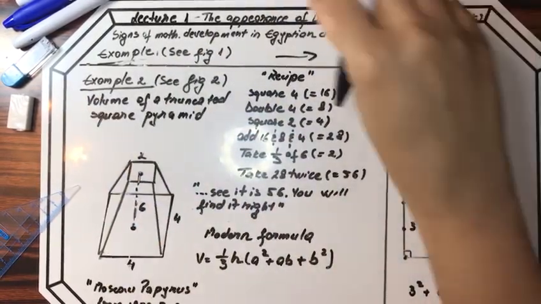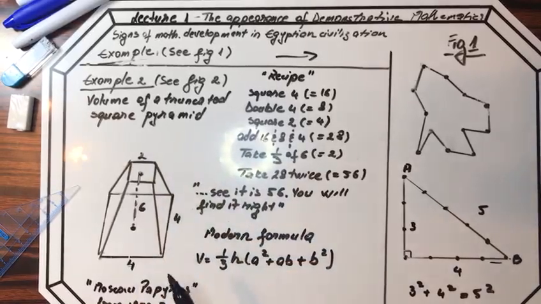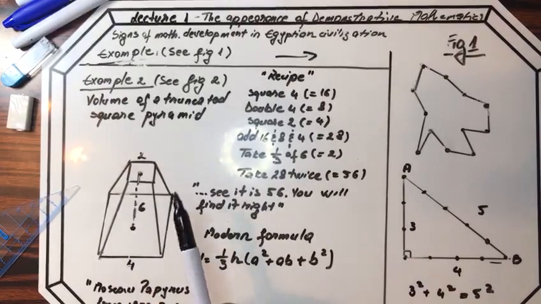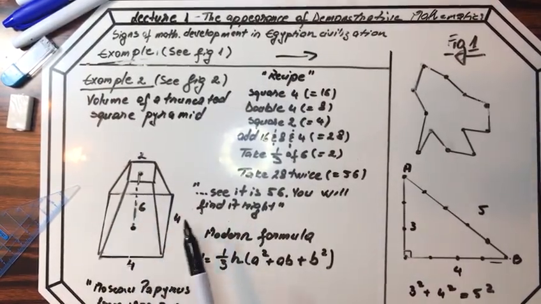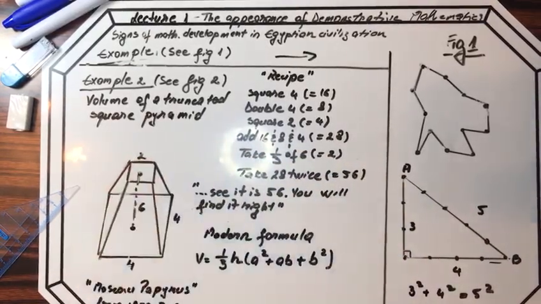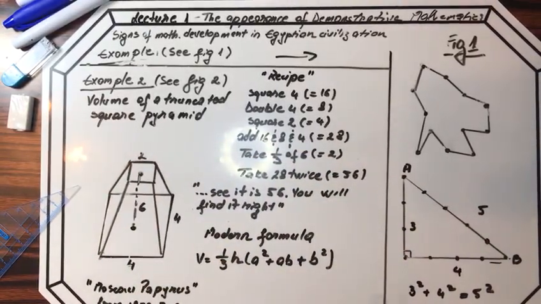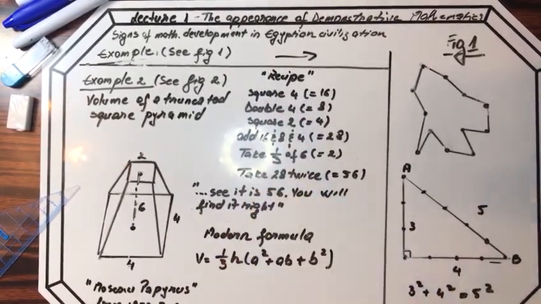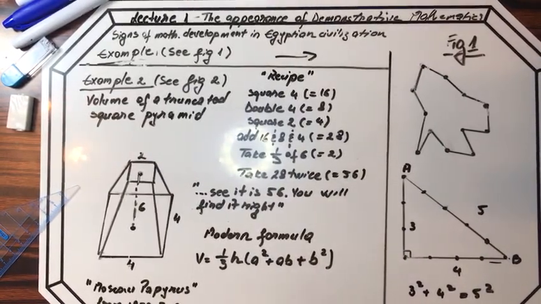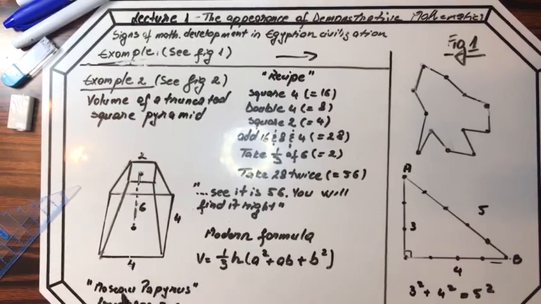Example 2, it refers to figure 2. I'll explain what that is. Basically, this is a truncated pyramid. I say square pyramid because we mean a pyramid with a square base. So we have a truncated pyramid. Truncated means that the top is cut by a plane parallel to the base. So Egyptians again had a recipe for describing how to find the volume of this particular truncated pyramid.